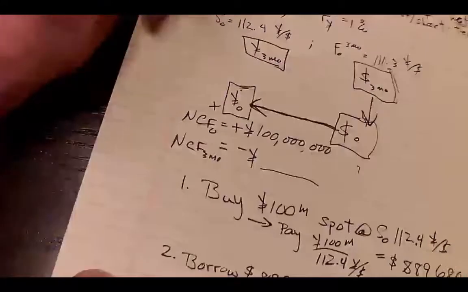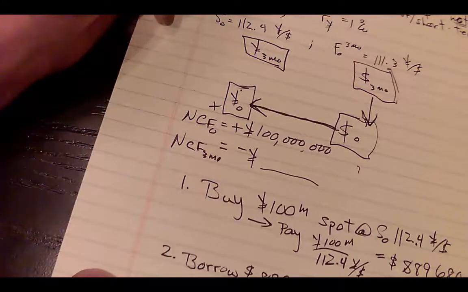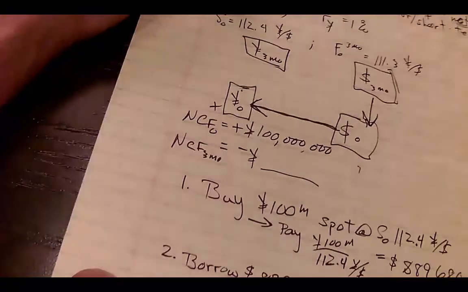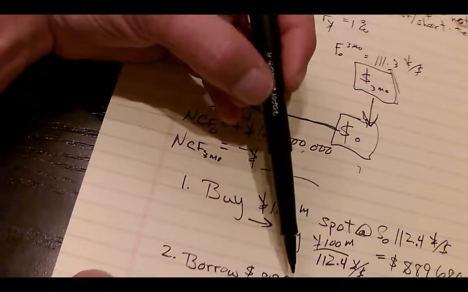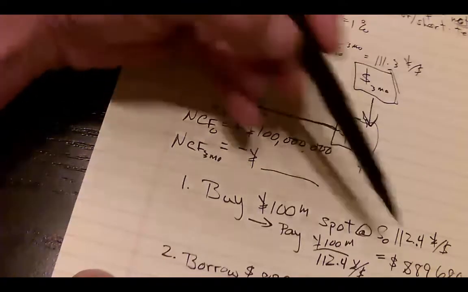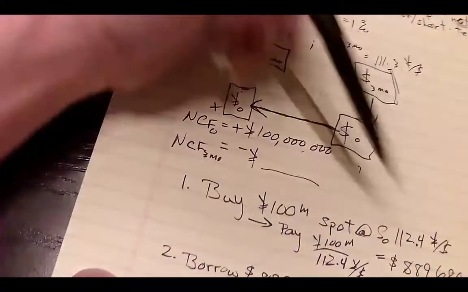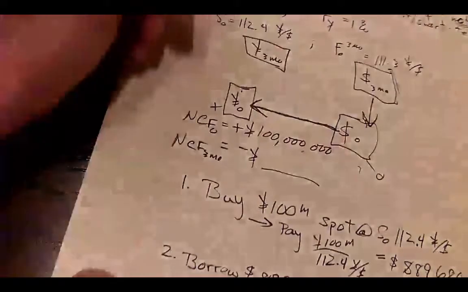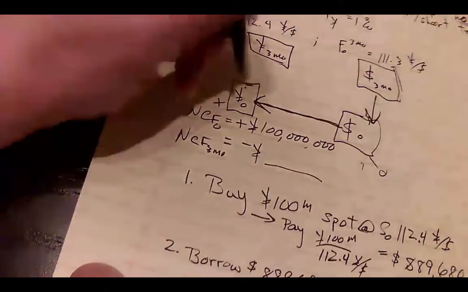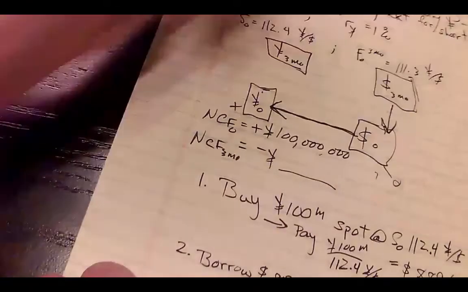So we do that calculation, and I'm getting 896,377. Now since we're borrowing, we've got $889,680 coming in at time 0, and that exactly offsets the same amount of dollars going out to buy the yen with a spot contract in transaction number 1. So now we end up with 0 cash flow at time 0 in dollars, but of course a positive 100 million in yen. Now 3 months from now we have this repayment.